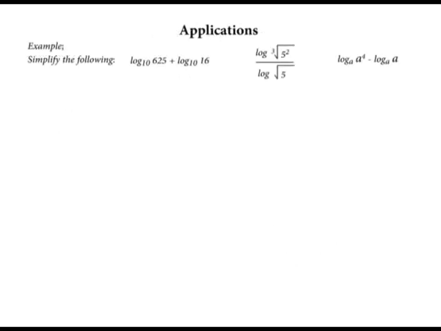Let's see the applications. Simplify the following: log to base 10 of 625 plus log to base 10 of 16. Number 2, log of cube root of 5 squared over log of square root of 5. Number 3, log to base a of a raised to power 4 minus log to base a of a.